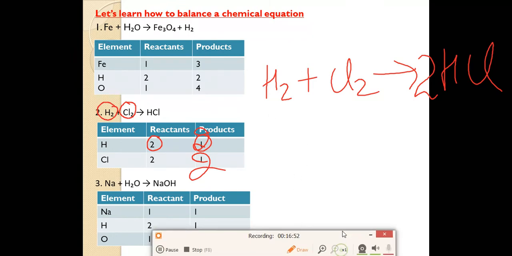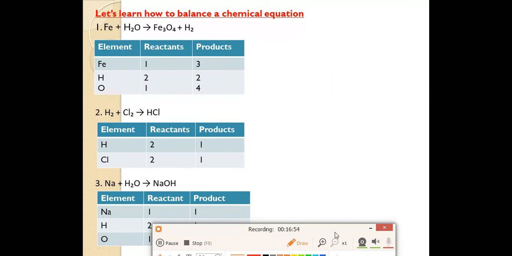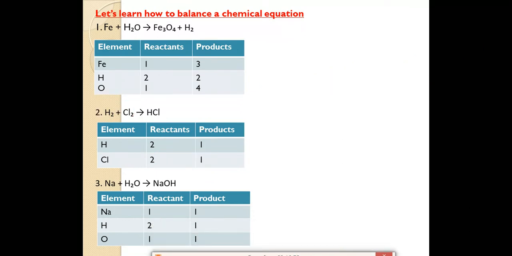Now the third question which we are going to balance is Na plus H2O gives NaOH. 1 atom of Na on the reactant side, 1 atom on the product side, 2 hydrogen on the reactant side and 1 hydrogen on the product side, 1 oxygen on the reactant side, 1 oxygen on the product side. So first of all we have to balance the metals. As you can see, sodium is already balanced, 1 sodium is there. Next we will go for hydrogen. You can see that over there 2 hydrogen is there. So we'll make this 2 hydrogen, 2 oxygen.